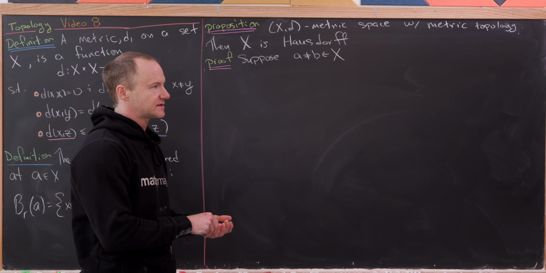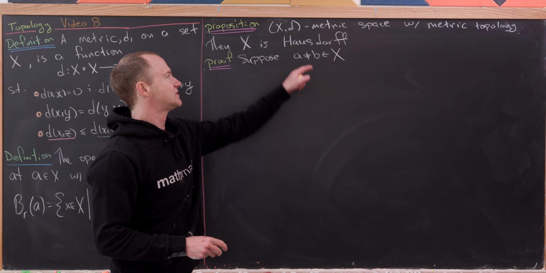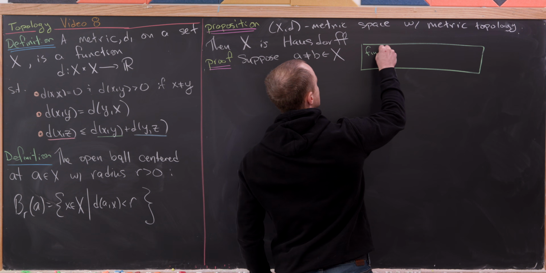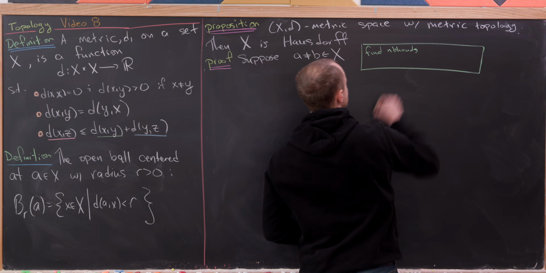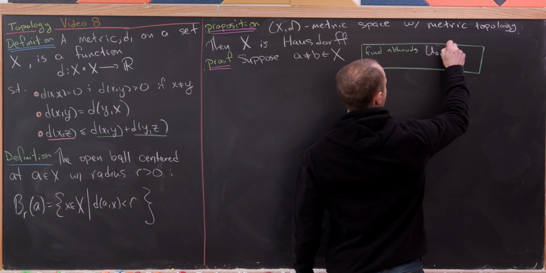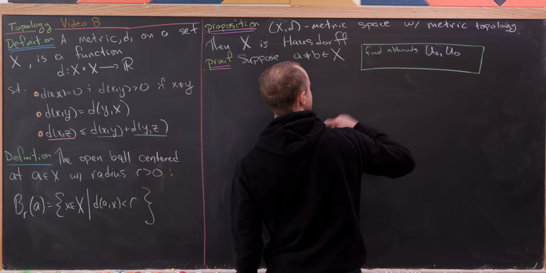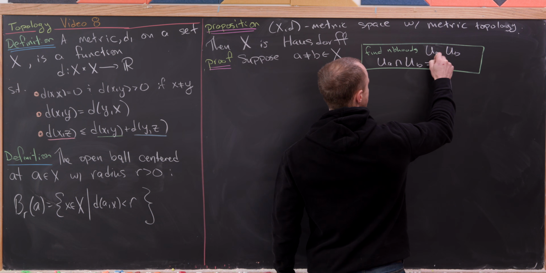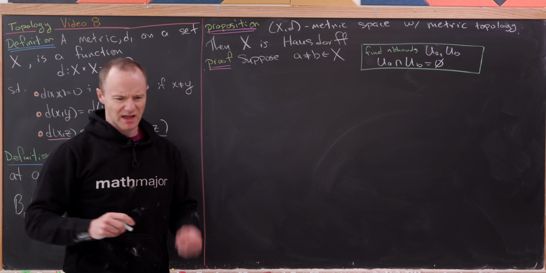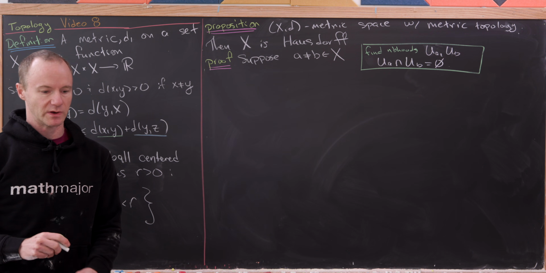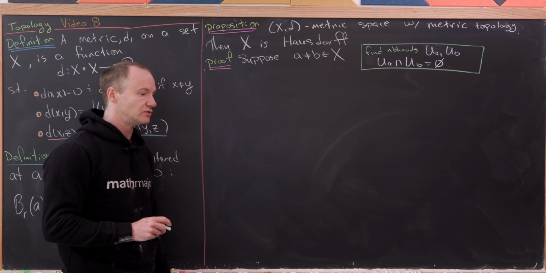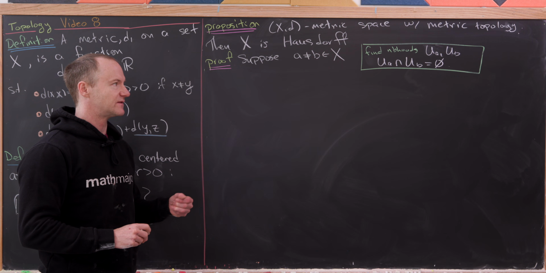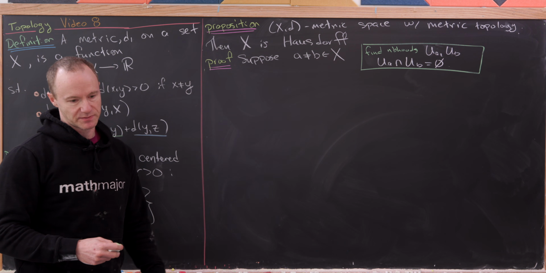Now let's recall that something's Hausdorff if you take any two unequal points in the space, you can find neighborhoods of each of those points, I'll call them U sub A and U sub B, such that A is in U sub A, B is in U sub B, and U sub A intersected with U sub B is empty. So this is somewhat of a separation axiom, if you will. You can separate points into non-intersecting open sets. So now what we want to do is construct these types of neighborhoods using the metric topology.